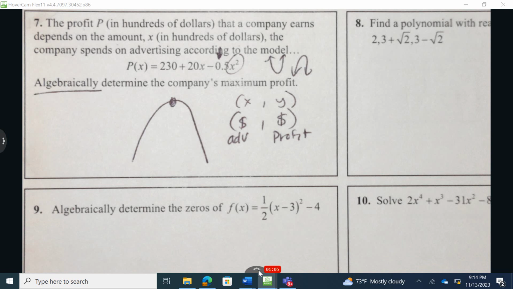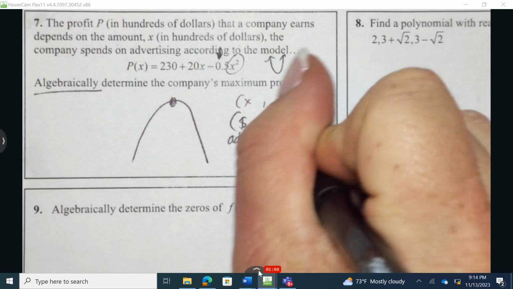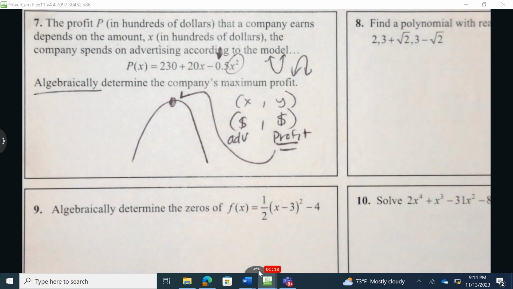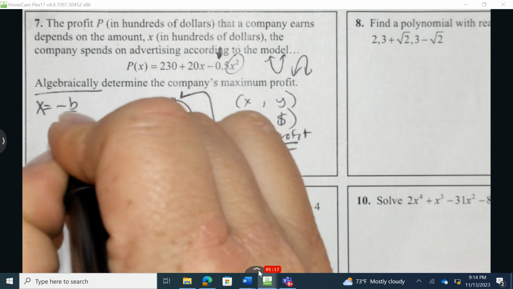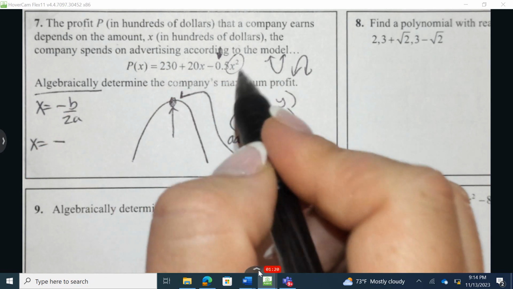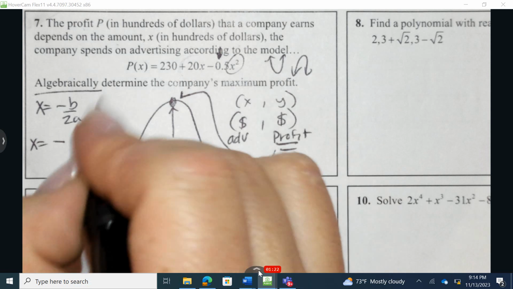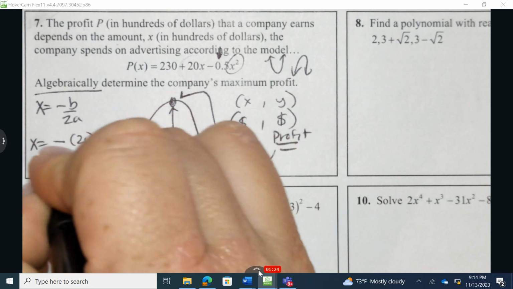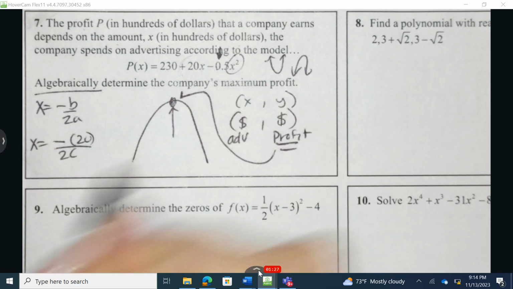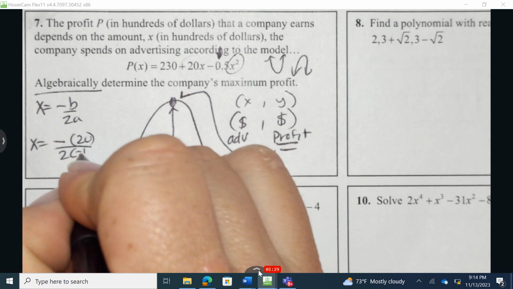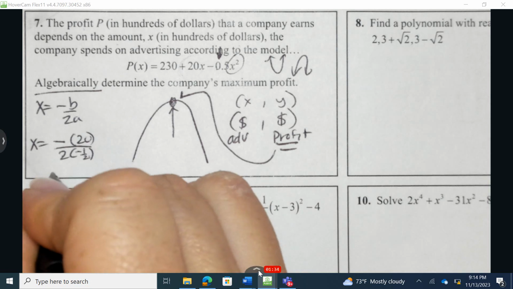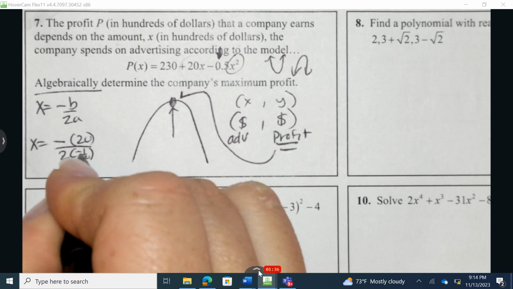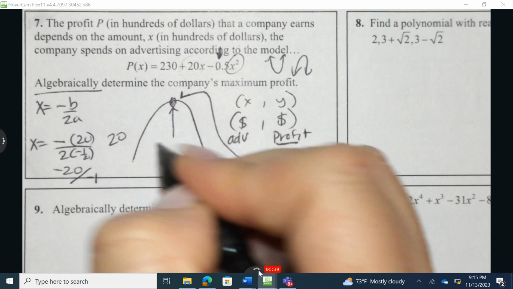Okay, determine the company's maximum profit. So we want to know, what is the Y value here? Well, first we need to figure out the X value. To determine the X value, it is negative B over 2A. So X equals negative B. Now, look here. My B value is the one with the X. So negative 20 over 2 times A. A is the number that's in front of the X squared. That's a negative 1/2. Well, 2 times negative one half is negative 1. So this is negative 20 divided by negative 1, which just provides us with 20.